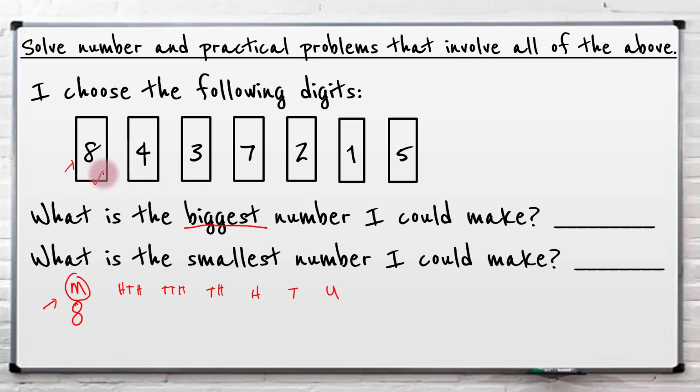So I've got my 8. Then I'm going to go with my 700,000. Then what number is next? It's going to be the 5. So we've got 5 tens of thousands. Then the 4, which would be 4,000. Then the 3, it's 300. Then the 2, which is 2 tens. And then the 1, which is a unit. So we've created the biggest number, and it was really simple. We knew our place value columns, and now we have the number 8,754,321.